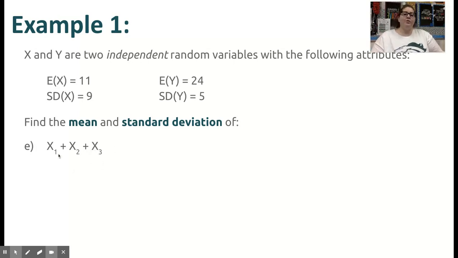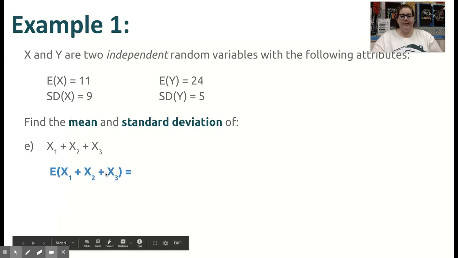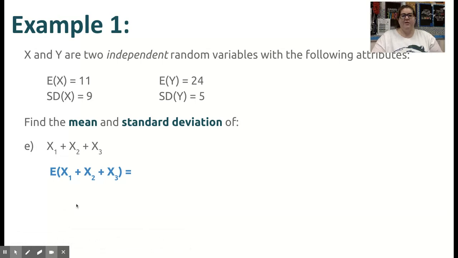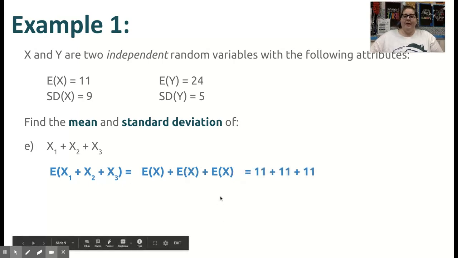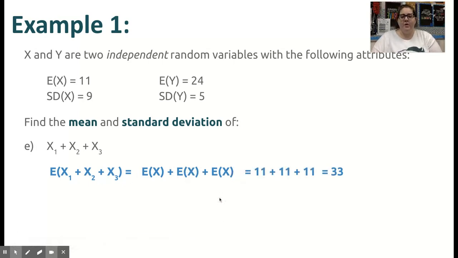But when we have a variable written out in this format, we're going to treat this with the combination rule and not with the scaling rule. Expected value always does what we expect it to. So I'm just going to do E of x, or mean of x, plus mean of x plus mean of x. 11 plus 11 plus 11 is 33, which is the same thing I get when I multiply 3 times 11. So with mean, it's not going to make a difference. It works out the same way, whether I use the scaling rule or the combination rule.